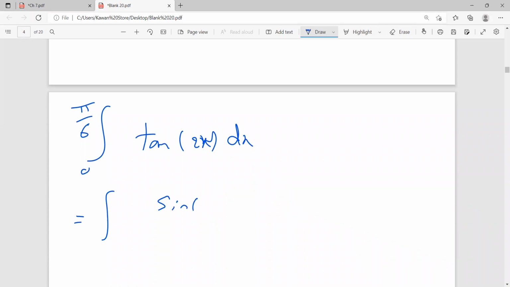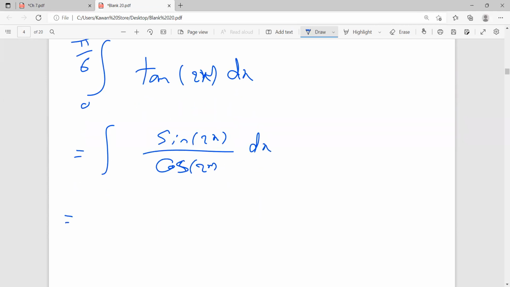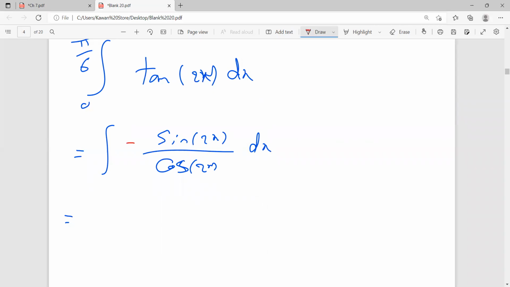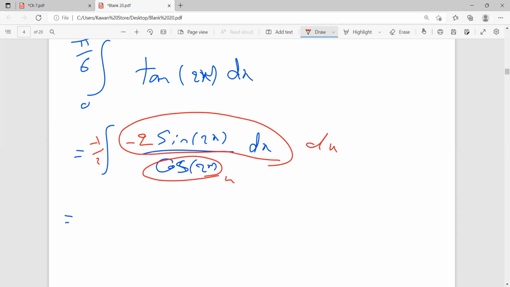I say is equal to sine 2x over cosine 2x dx. Derivative of denominator is equal to what? Minus sine. What else? Derivative of denominator. Minus 2, you are right. So we need minus 2 outside. Now here derivative is u, here's du, and here's the fraction.